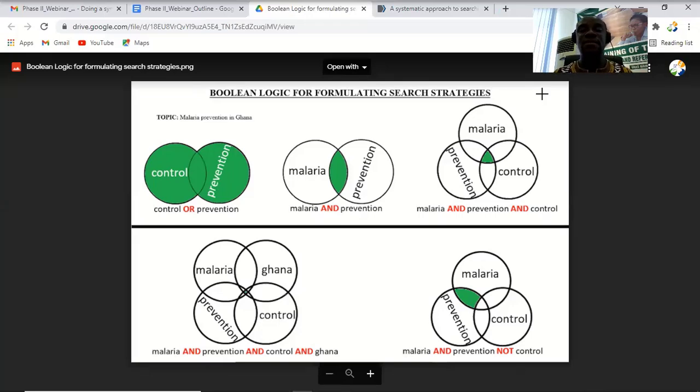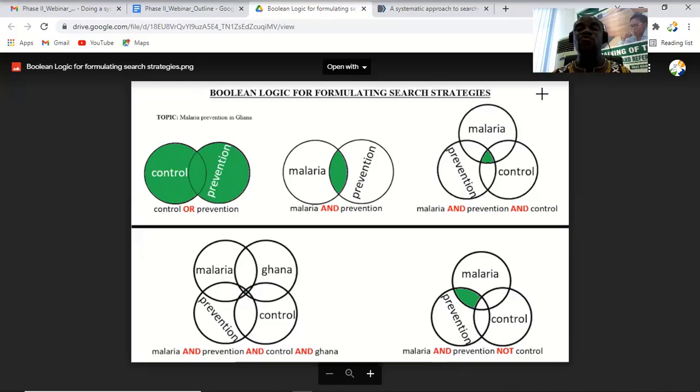In the first instance, we write control or prevention. Now, malaria, prevention, and Ghana are the three key concepts from that topic. And if we want to break that down and look at how we can combine these terms in advanced search using Boolean logic, we find that malaria, prevention, and Ghana are all unique concepts. That is, none of these concepts is a synonym of the other. They are all standing on their own, having their own meaning different from each other.